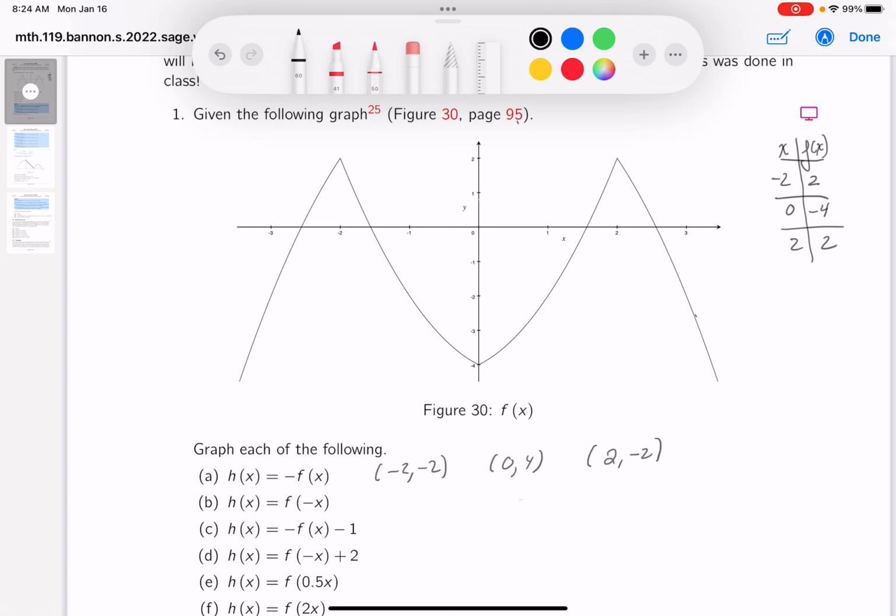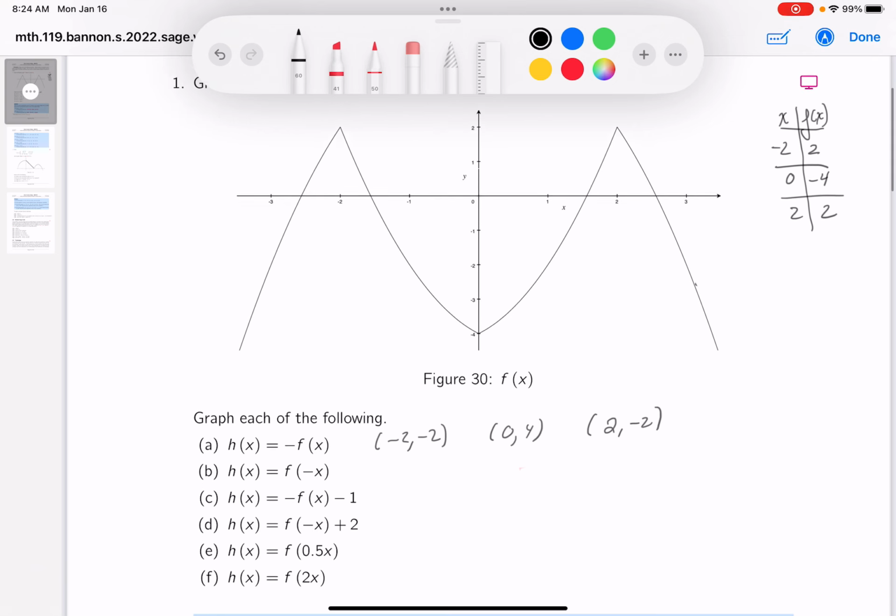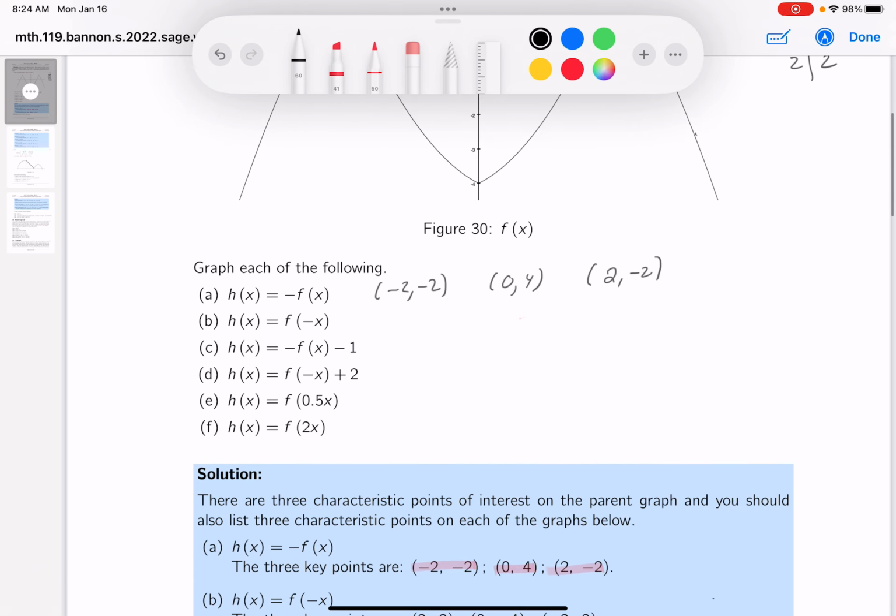All right? So I just want to go to the key. I want to make sure those points are being listed for you. It looks like I highlighted it before, but let's highlight it again. Let's take a look at it. Minus 2, minus 2. 0, 4, and 2, minus 2.